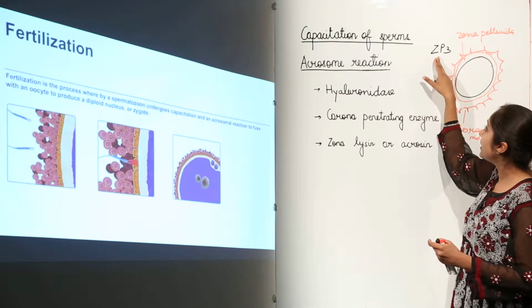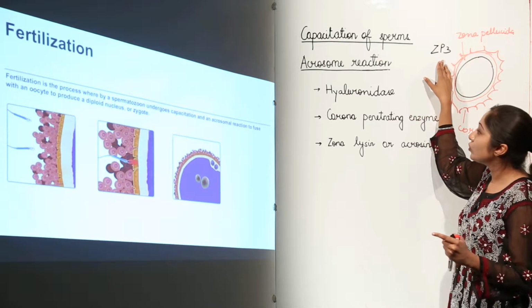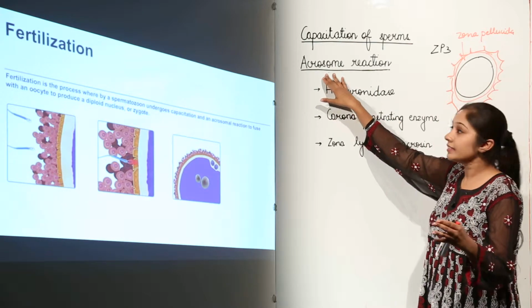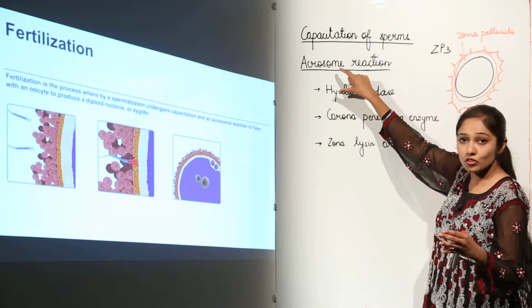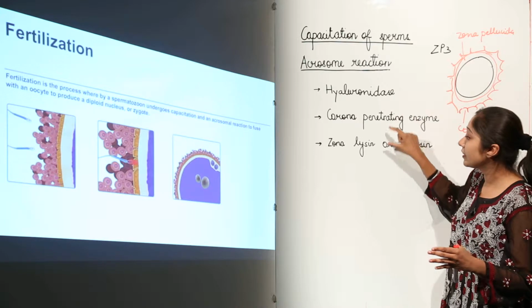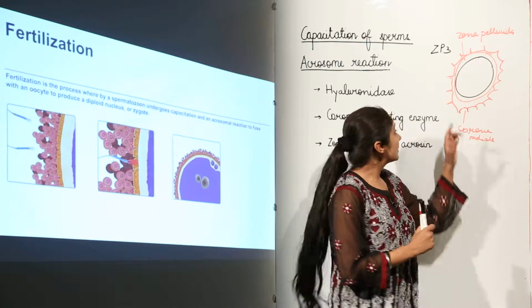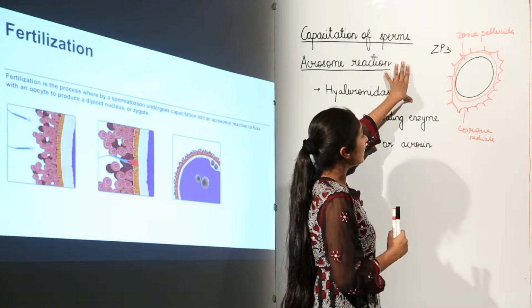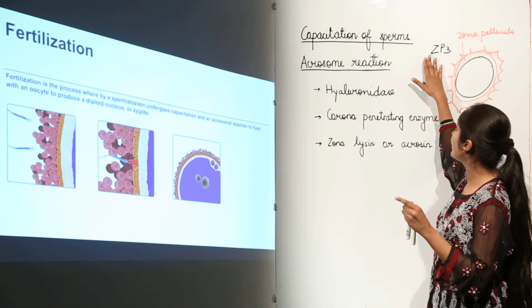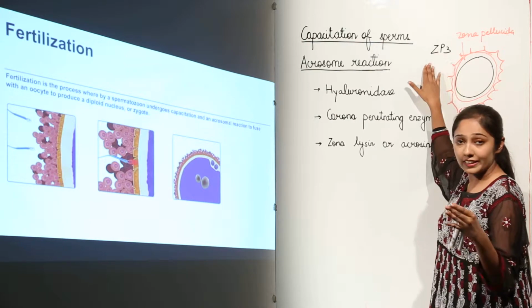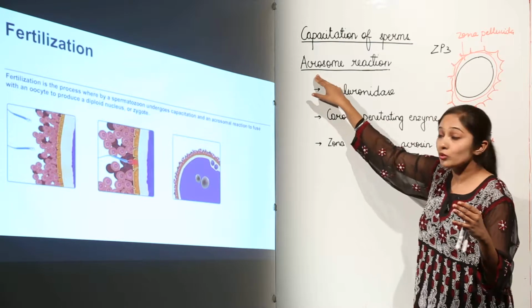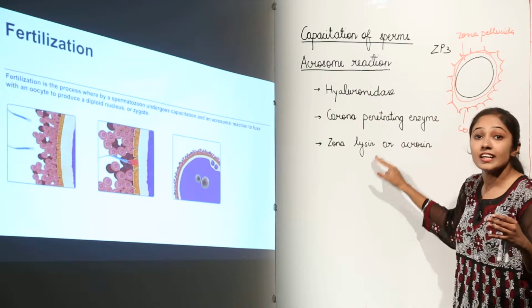So when this ZP3 is going to bind to its complementary in the acrosome, what is going to happen? The acrosome is going to release these hydrolytic enzymes. This is further very important so that the sperms can reach the ova or the egg. So the importance of this ZP3 glycoprotein is that it is helping the acrosome to release these hydrolytic enzymes.